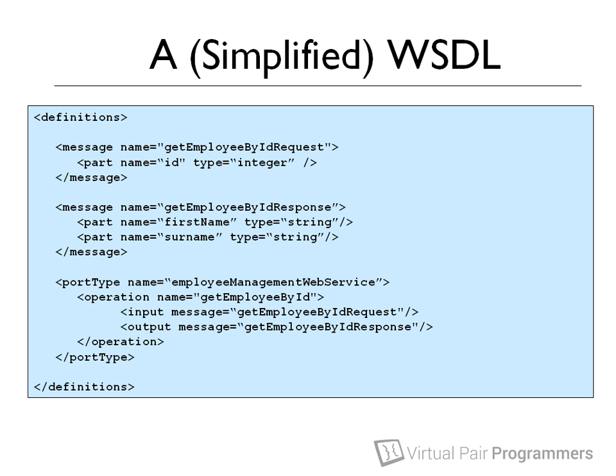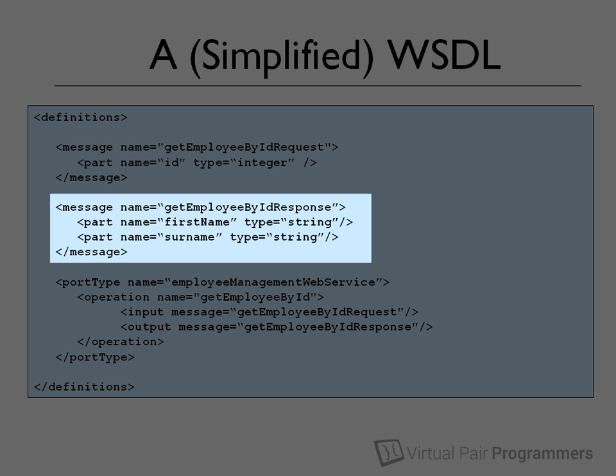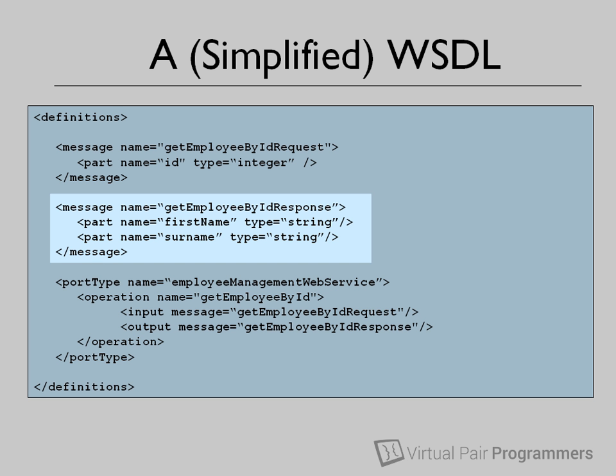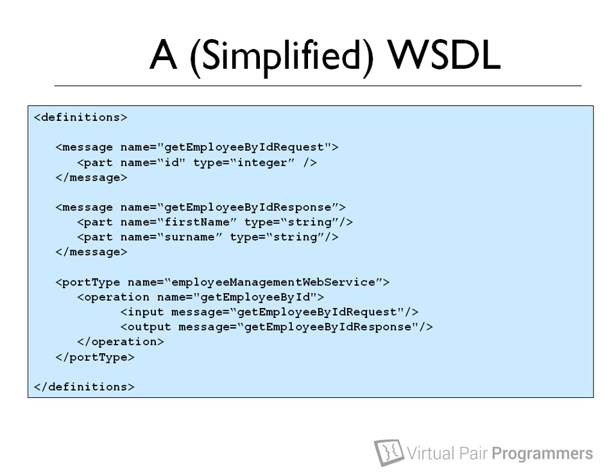There's another type of message called getEmployeeByID response. This one having two parts or parameters, the first name and surname, both of which are strings. I think on the caption earlier, I had a few other fields, but of course they would just be added as well. But those two tags just show us the types of messages that can be sent and received by the web service.